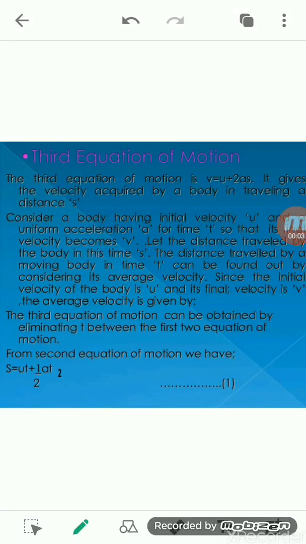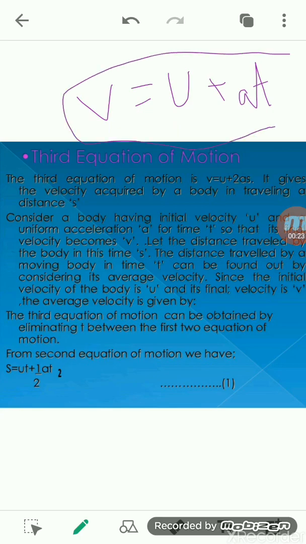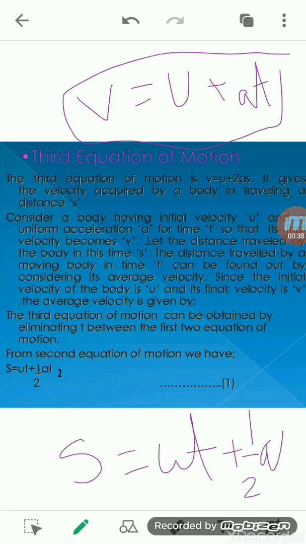Hello students. In the previous classes we had discussed the different equations of motion. The first equation of motion is v is equal to u plus at. We derived how this first equation of motion came. Then we discussed the second equation of motion, which we also derived, and that is s is equal to ut plus half at square.